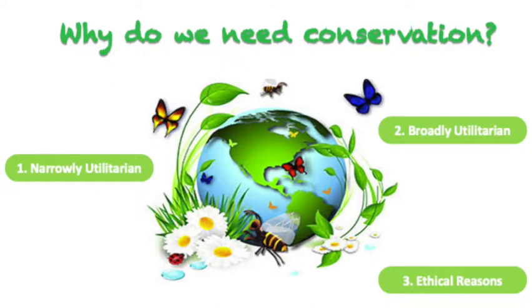So if there are no trees, if there are no flowers, how can pollination take place? So pollination also is the second broadly utilitarian service, right? By the biodiversity. If there are no bumblebees, if there are no birds, if there are no bats, then how can pollination take place? So pollination is another. First is what? Air. Number two is pollination.